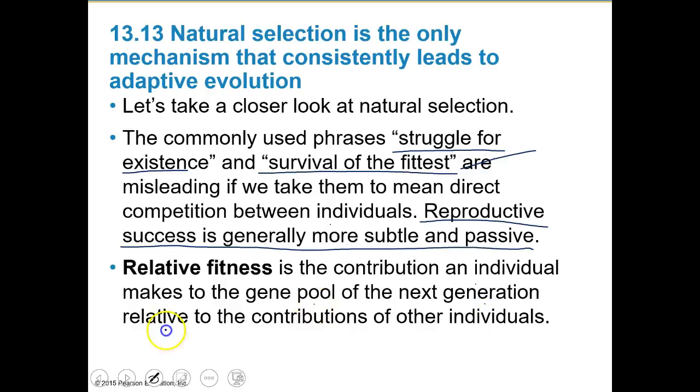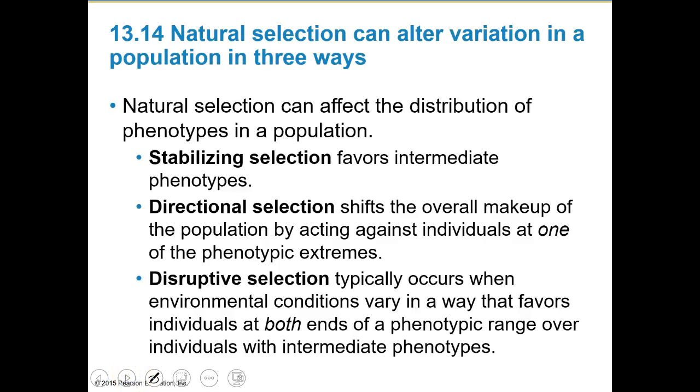next generation relative to the contributions of other individuals. Okay, so if some can provide more offspring to the next generation, they're technically more fit than others. So natural selection can affect the distribution of phenotypes of a population.